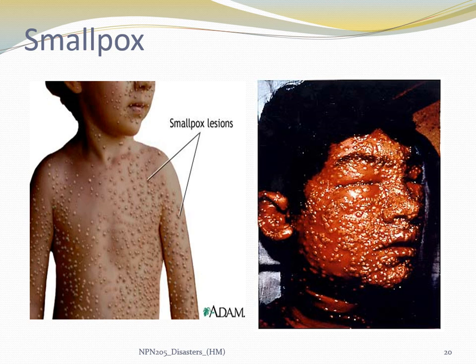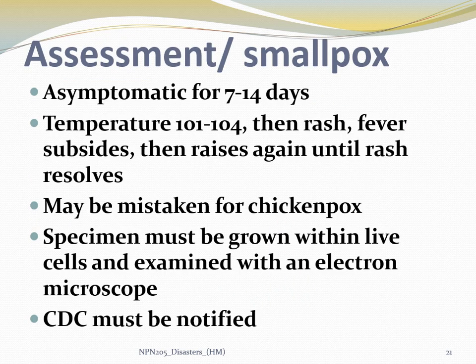So I'm going to show you some pictures here for smallpox. All right, looks incredibly uncomfortable. So your assessment for smallpox, very similar to chickenpox. They are asymptomatic for 7 to 14 days usually. Then they will get a temperature of 101 to 104, then a rash, fever subsides, then rises again until the rash resolves. It may be mistaken for chickenpox, however, they have an opposite outbreak and progression of the rash.